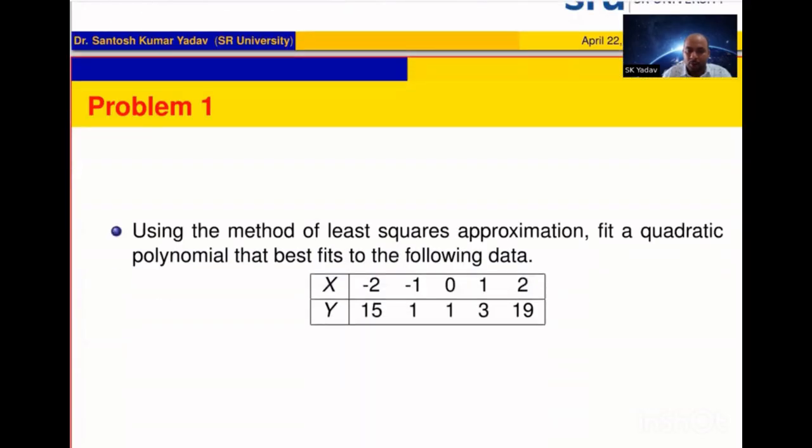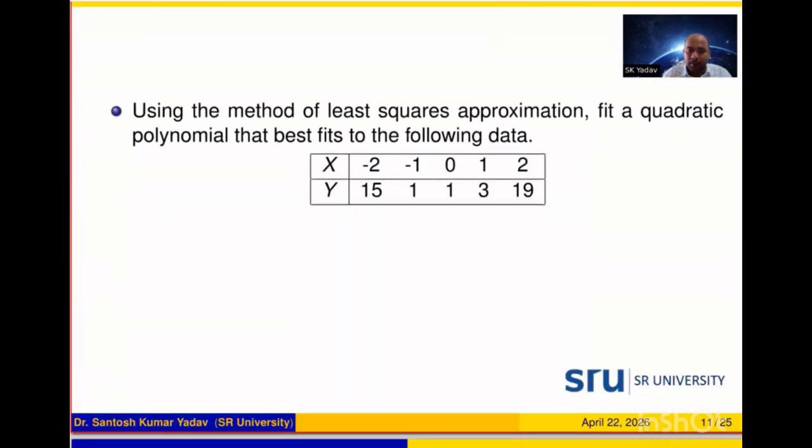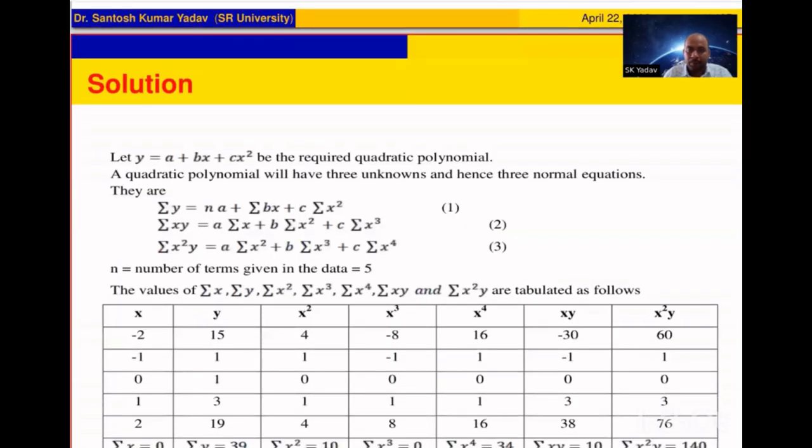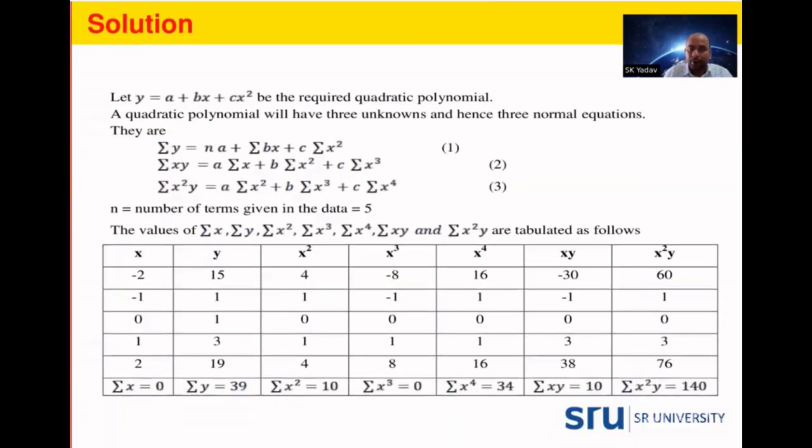So let us see a problem here. The problem says: using the method of least square approximation, fit a quadratic polynomial that best fits the following data. So your quadratic parabola means y equal to a plus bx plus c times x square. And based on this pattern of x, y values, we cannot predict anything, right? So here is the solution for the second fitting, the parabola.